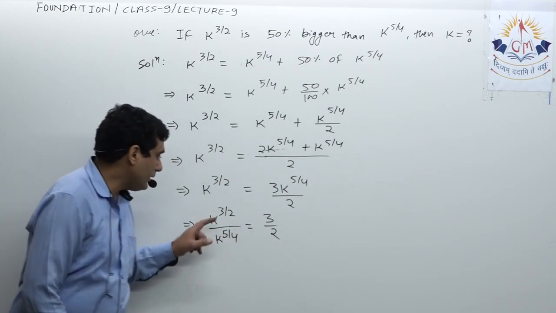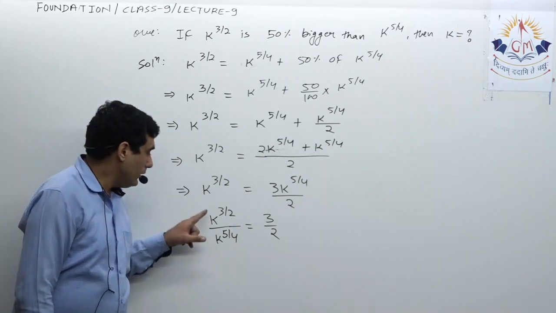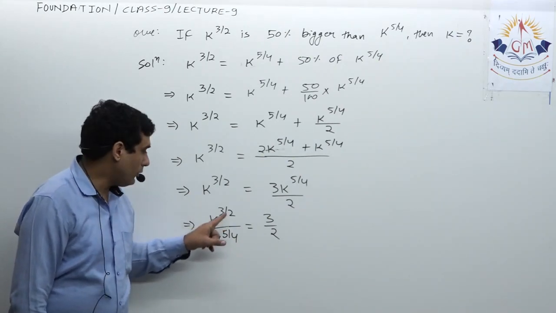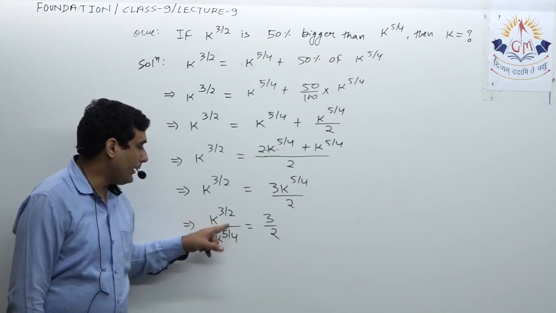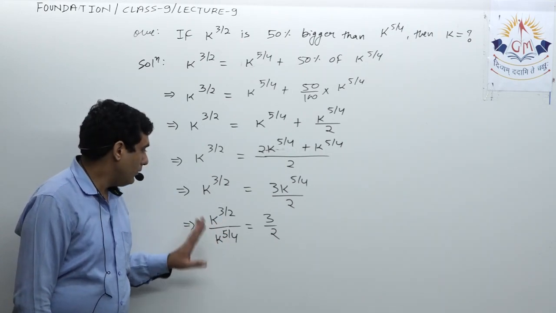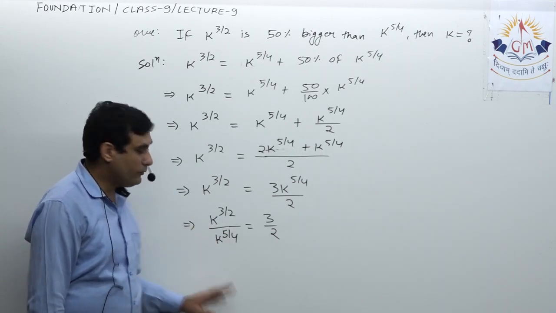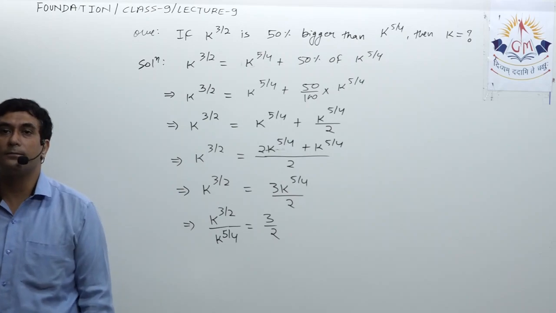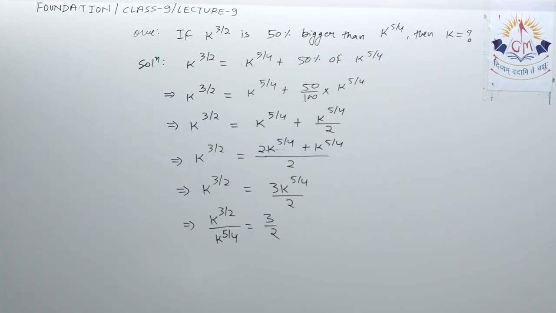See, now after that what you actually have to do, here you have to apply the quotient law, k raised to 3 by 2 minus 5 by 4. Okay, so try to solve it further, then I will give you its solution.